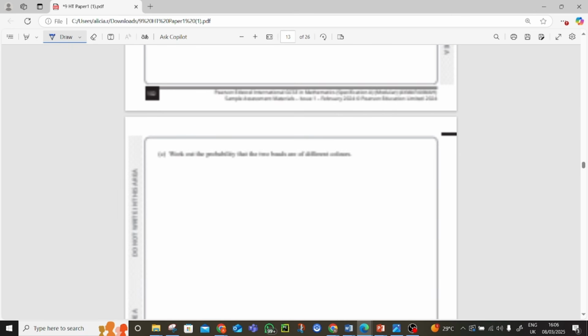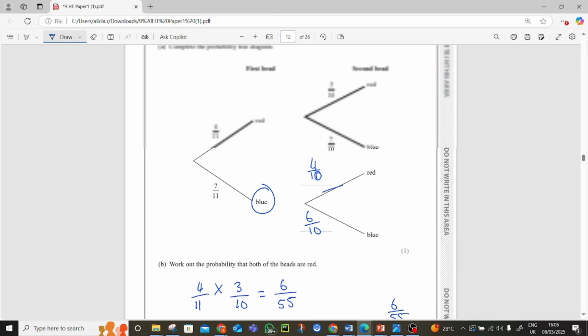Next question. Work out the probability that the 2 beads are of different colours. Let's go back and look at the tree. So different colours. If she takes a red bead first, then she needs to take a blue bead second. So that's going to be 4 over 11 times 7 over 10, which is actually 14 over 55. And if she takes a blue bead first, then she needs to take the red bead second in order to have different colours. So that's 7 over 11 multiplied by 4 over 10, which is also 14 over 55.